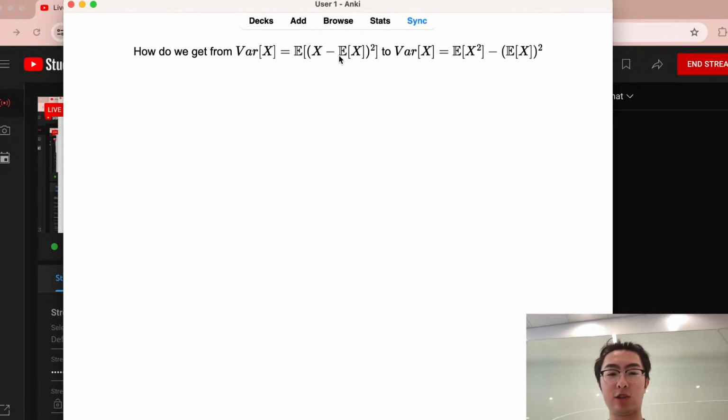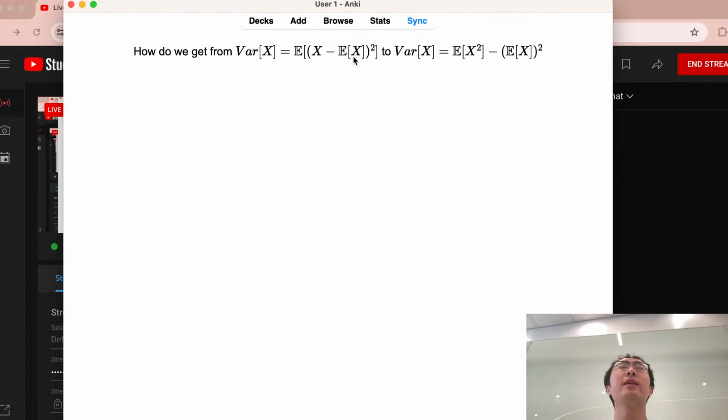So we could then distribute the expectation to every single term. So we have expectation of x squared minus the expectation of x times the, it would be expectation of x squared minus the expectation of 2 times x times the expectation of x plus the expectation of x squared. So that's a lot of expectations. Okay.